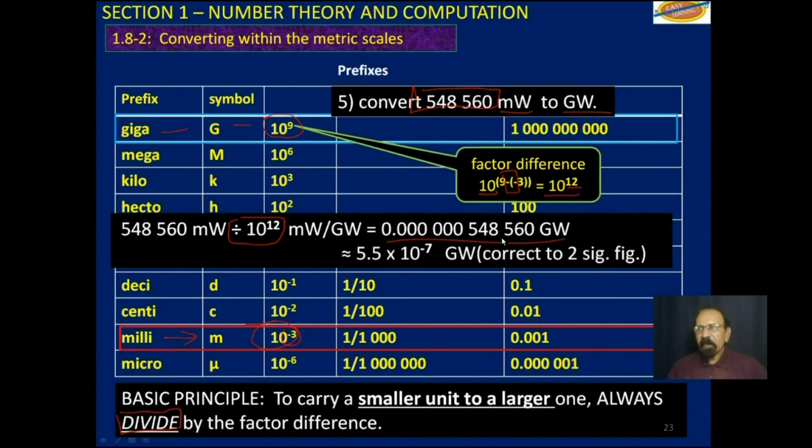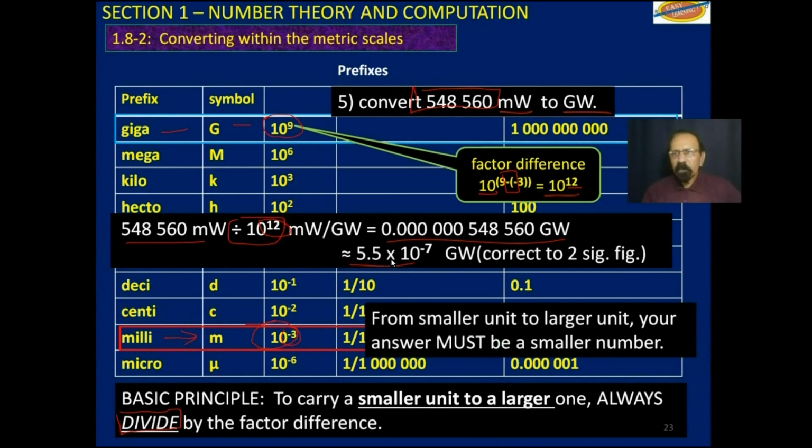If we are dividing this by 10 to the 12th, we have to shift the point 12 places to the left. Now it is easier to set it up as standard form scientific notation, which we will learn about in a few videos from now. So smaller unit to larger unit, your answer must be smaller.